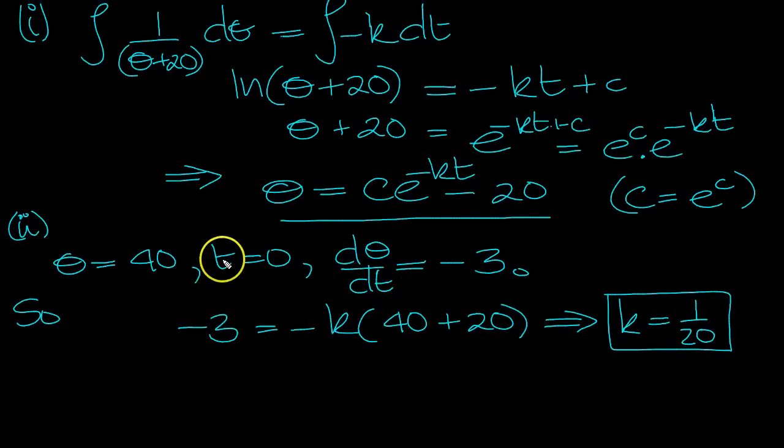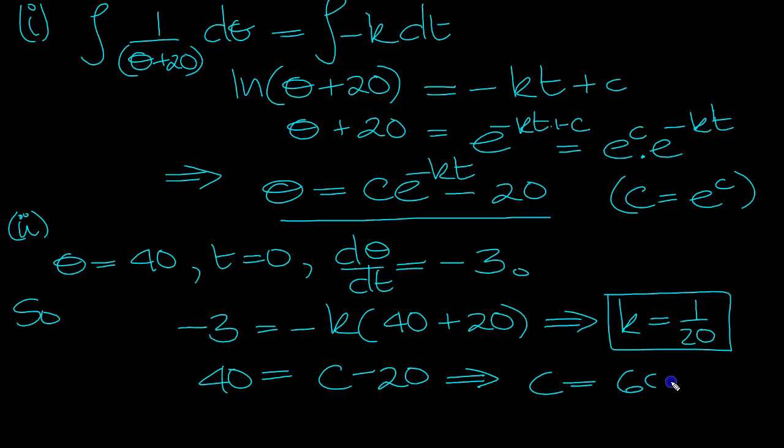Now another initial condition, we can put it in here. Theta is 40. C, e, initially t is 0, so that's e to the 0. So that's just 1. E to the 0 is 1. Minus 20, so that tells us what capital C is. Move the minus 20 over to plus 20. 40 plus 20 is 60.